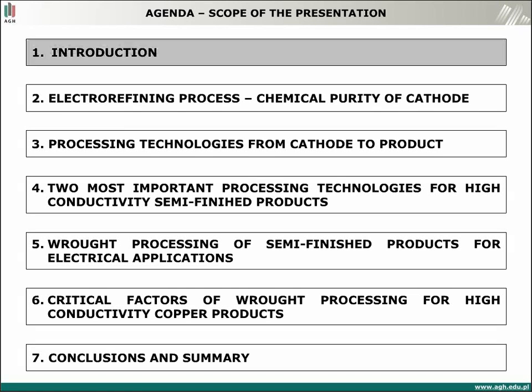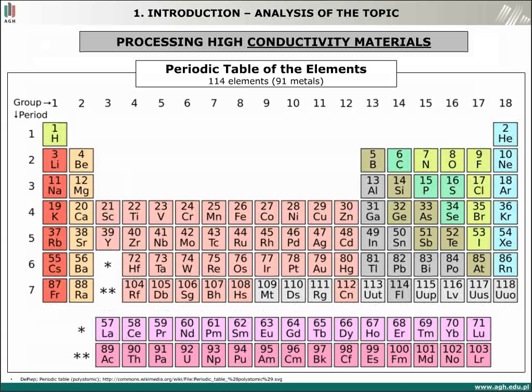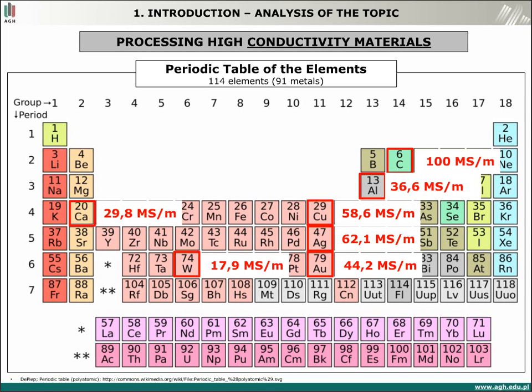Okay, so moving on to the main topic, I would like to start with the very basics, namely the periodic table of elements. There are 114 elements on the table, including 91 metals. The highest electrical conductivity among all the elements has carbon in the form of graphene, with its conductivity reaching 100 megasiemens per meter, and silver, with its conductivity equal to 62.1 megasiemens per meter. The following elements with the highest electrical conductivity are copper, 58.6 megasiemens per meter, gold, over 44 megasiemens per meter, and aluminum, over 36 megasiemens per meter.